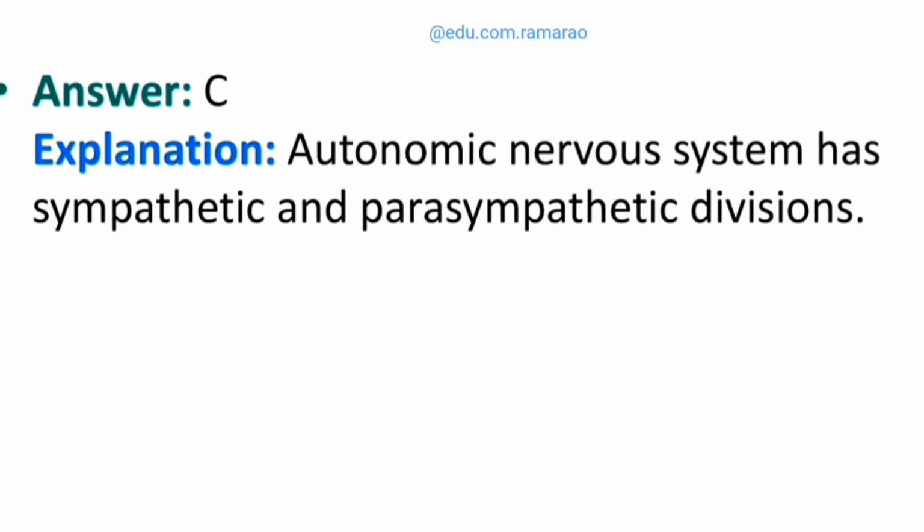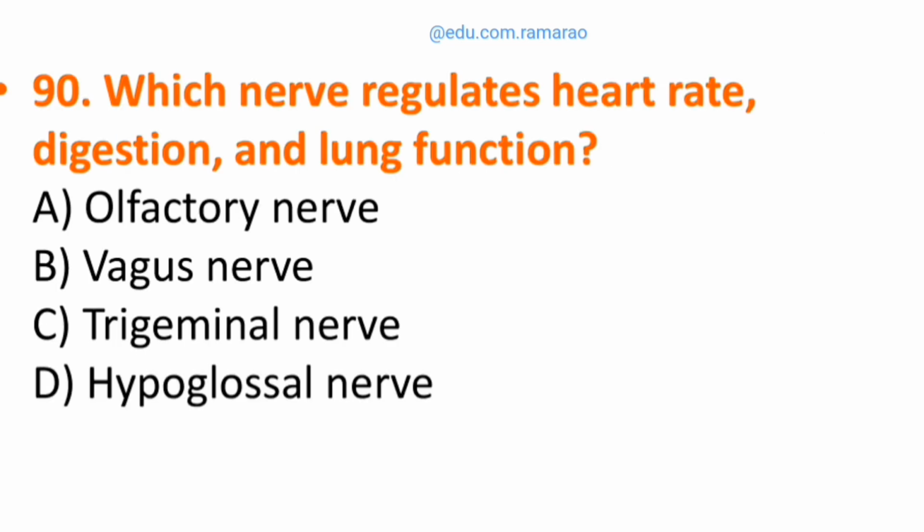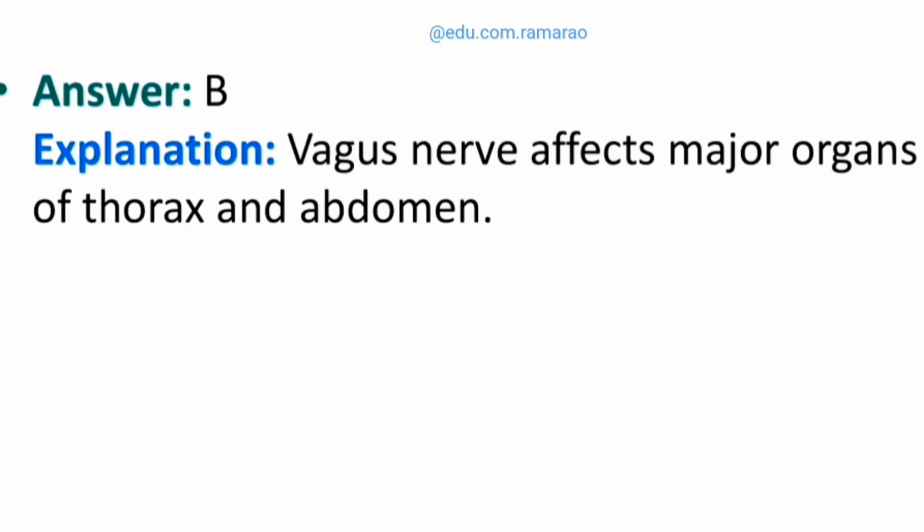The next question. Which nerve regulates heart rate, digestion, and lung function? Option A olfactory nerve, option B vagus nerve, option C trigeminal nerve, option D hypoglossal nerve. The correct answer is option B. Vagus nerve affects major organs of thorax and abdomen.